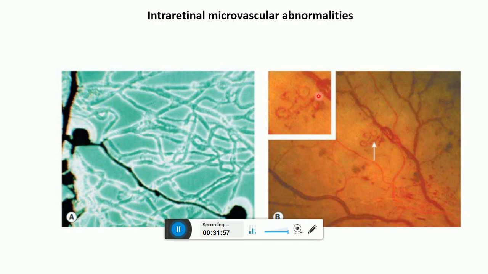FA shows focal hypofluorescence associated with adjacent areas of capillary closure or dropout but without leakage. So they can be differentiated from neovascularization. In neovascularization there is profound leakage of fluorescein, but here there is no leakage. On OCT, unlike new vessels, IRMA do not breach the internal limiting membrane.